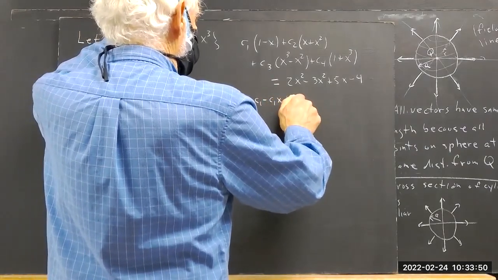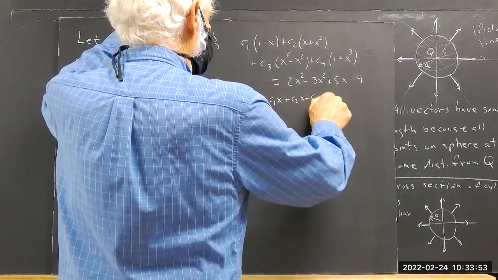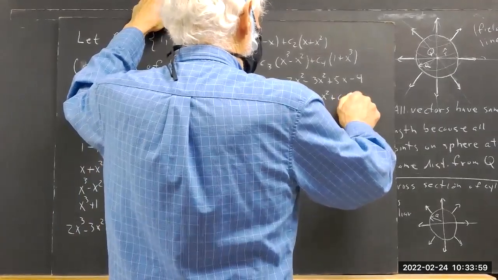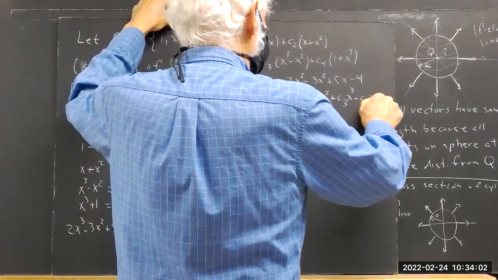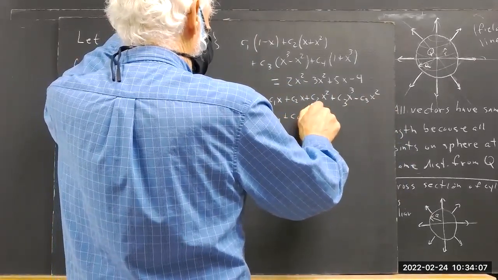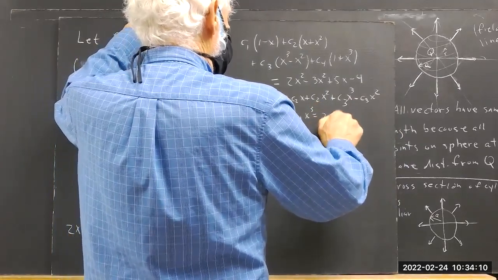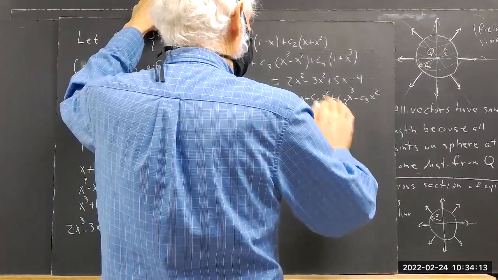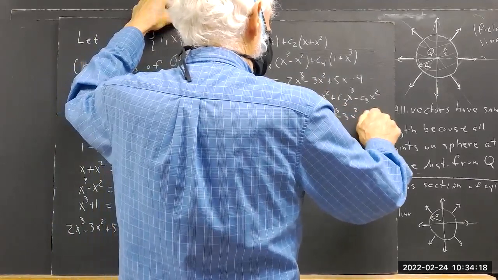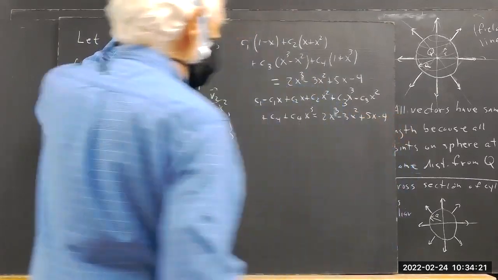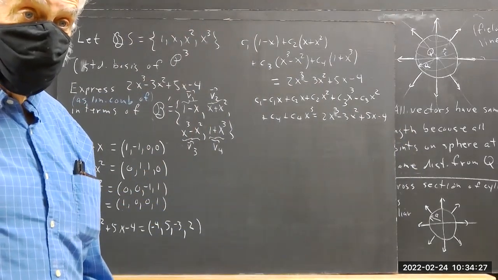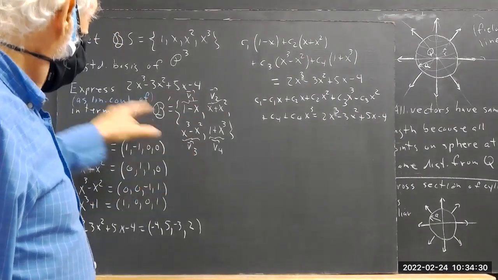So this can be written then as what? C1 minus C1x plus C2x plus C2x squared plus C3x cubed minus C3x squared plus C4 plus C4x cubed equals 2x cubed minus 3x squared plus 5x minus 4. Just writing what a linear combination means and understanding that we want a linear combination of these that equals this.